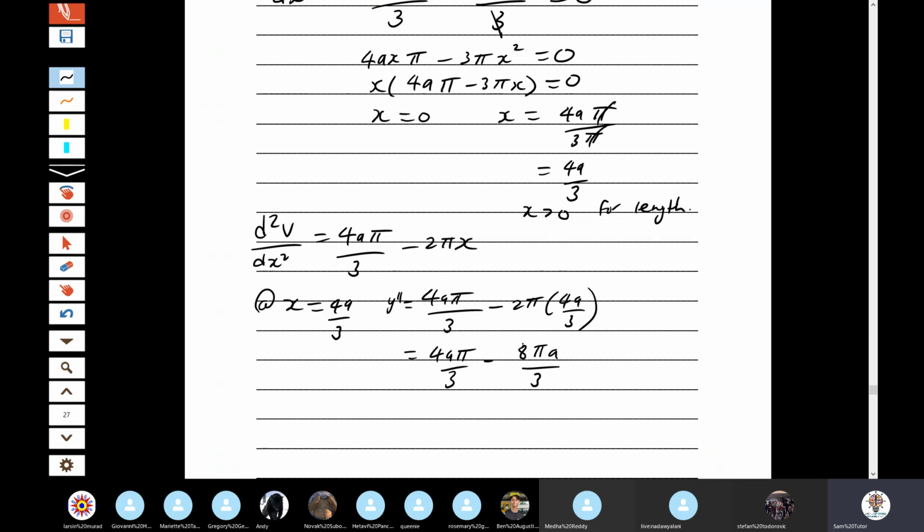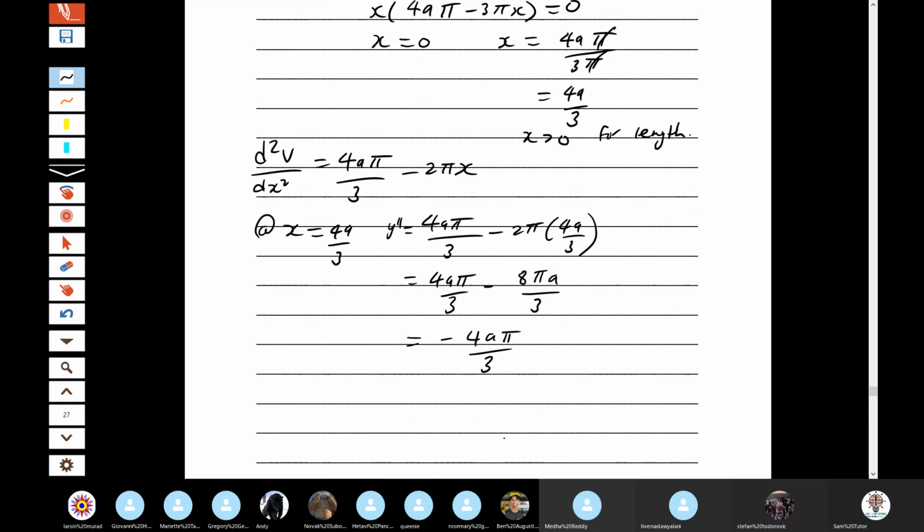What's 4 on 3 take away 8 on 3? Just make sure. It should be negative 4 on 3. Equals negative 4a pi on 3.